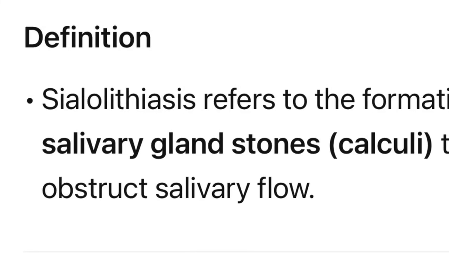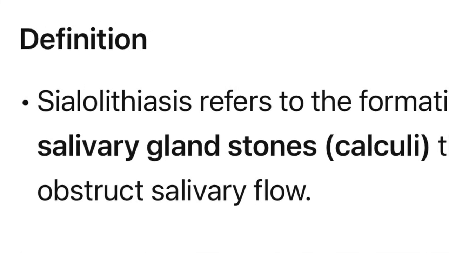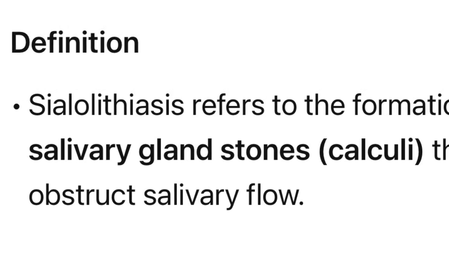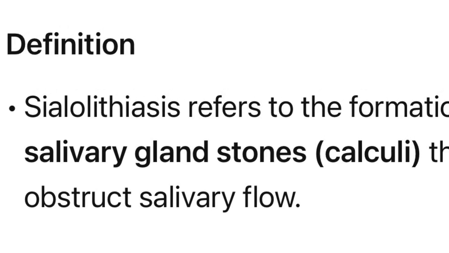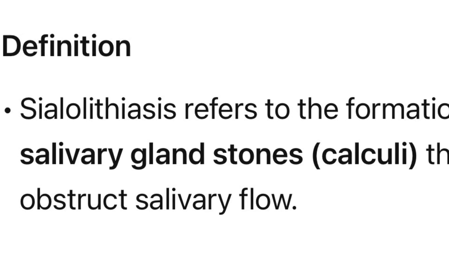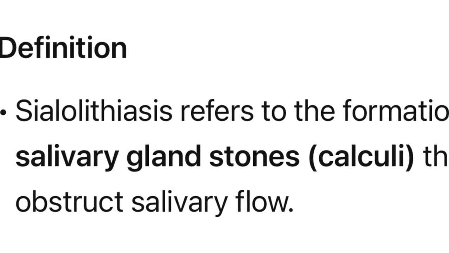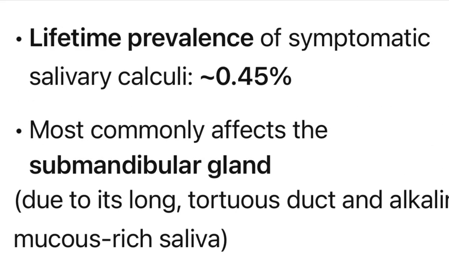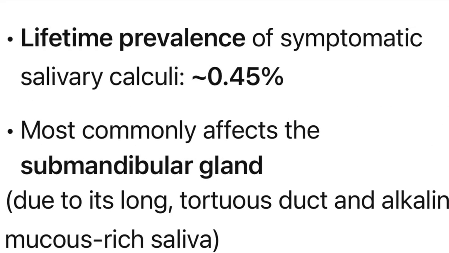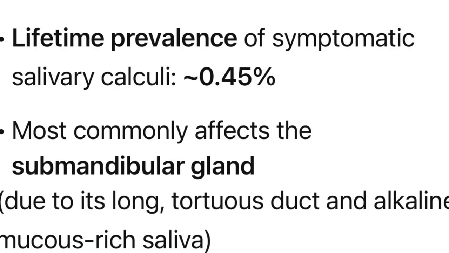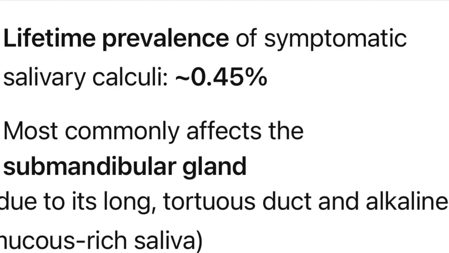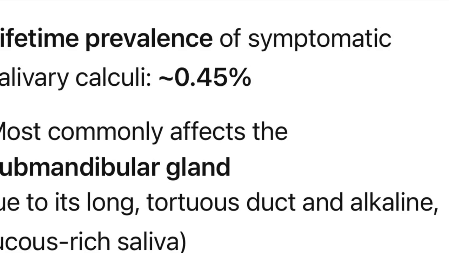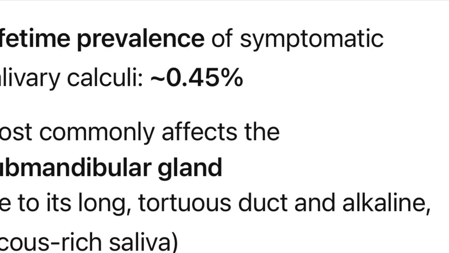Sialolithiasis refers to the formation of salivary gland stones, or calculi, that obstruct the salivary flow. The lifetime prevalence of symptomatic salivary calculi is about 0.5%. The most commonly affected gland is the submandibular gland because of its long, tortuous duct and alkaline, mucin-rich saliva. Less commonly affected glands are the parotid, sublingual, and minor salivary glands.